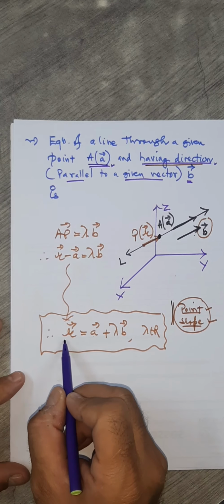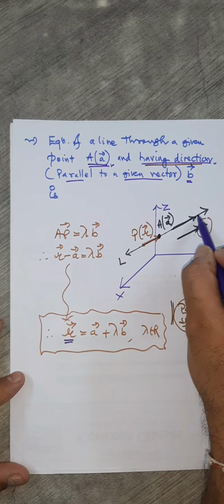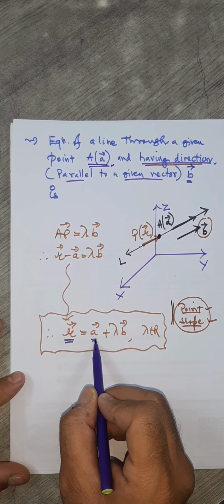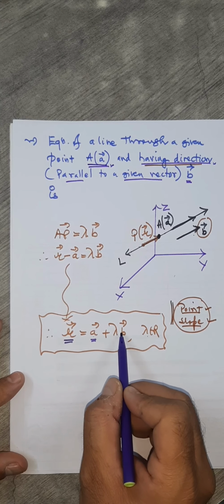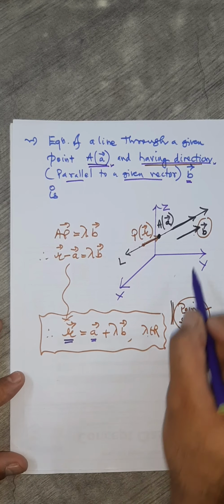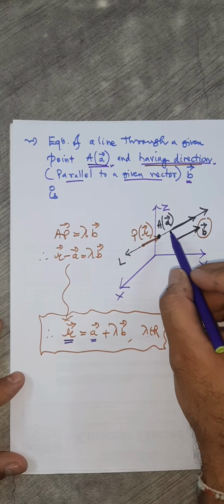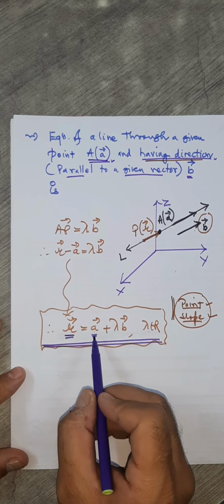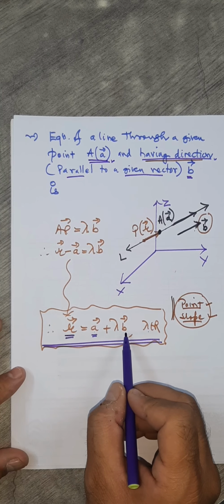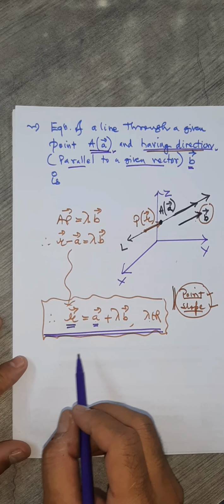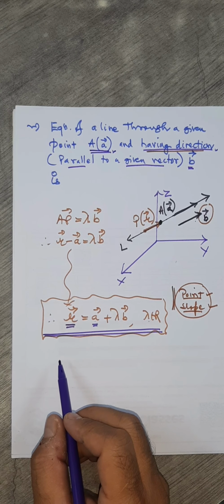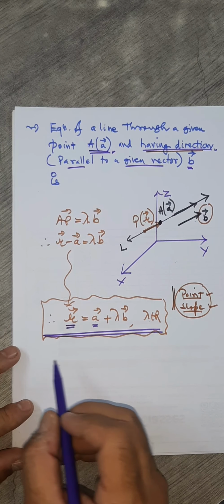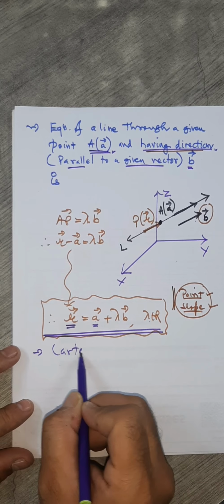What is this R? R is any point on this line; it is sometimes called the variable point. What is this A? This is the fixed point on the line. Lambda is any scalar. And what is vector B? Vector B represents the direction of the line, or a vector that's parallel to the direction of the line. So this is the vector form of a line through the fixed point vector A and having direction vector B. Fine. Now if I write it in Cartesian form, the Cartesian form will be this here.